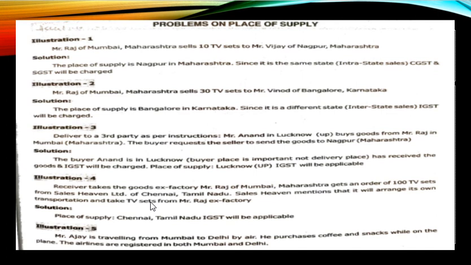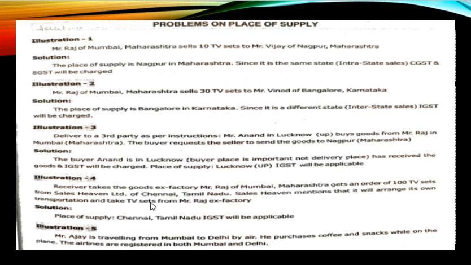Next illustration 5. Mr. Ajay is traveling from Mumbai to Delhi by air. He purchased coffee and snacks while on the plane. The airline is registered in both Mumbai and Delhi. So here, as Mr. Ajay is traveling from Mumbai to Delhi by air, he purchases coffee and snacks in the plane. They have asked us to determine the place of supply.